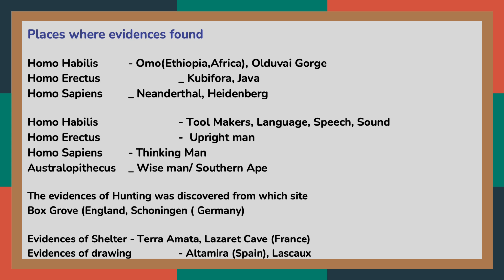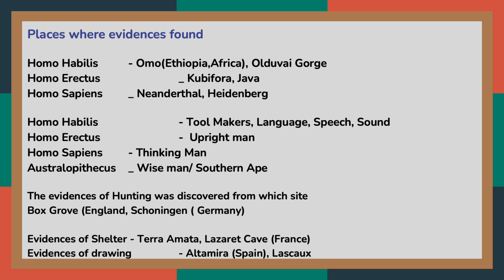Homo habilis are known as the tool makers. It's from them we can see the development of sound, speech and thereby language. Homo erectus are known as the upright man. Homo sapiens are the thinking man, or wise man, and Australopithecus is known as the southern ape.